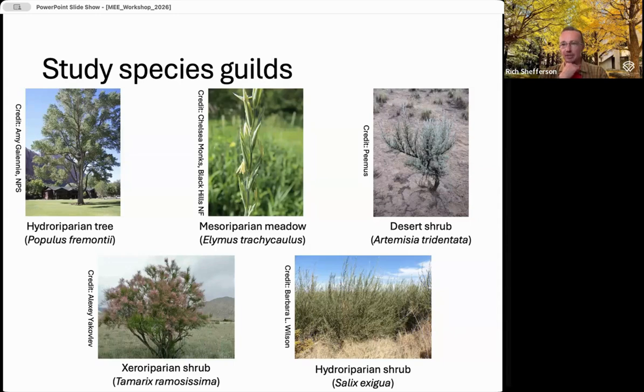He developed five matrix population models for this. They're not pure populations, though. They're more like species guilds. One of them is a hydro-riparian tree, which I believe is a true MPM because it's a cottonwood species, Populus fremontii. But I think the other four are, for the most part, species guilds, like the xero-riparian shrub. Here I put an example of a tamarisk species, but there are a few tamarisk species that could be included. The mesoriparian meadow would be primarily grasses, but not all. Hydro-riparian shrub would be a willow species, typically Salix exigua, but I don't think it's exclusively that. And desert shrubs.